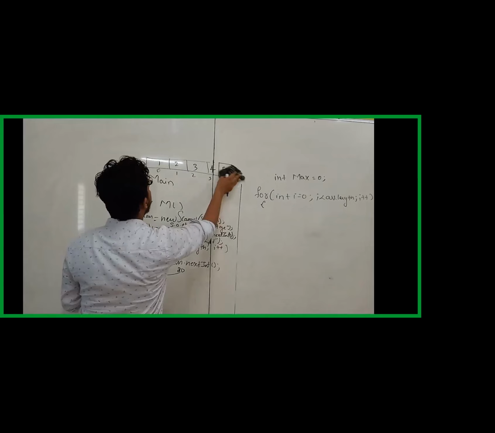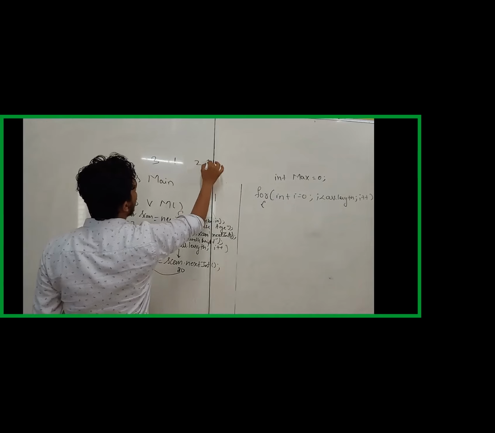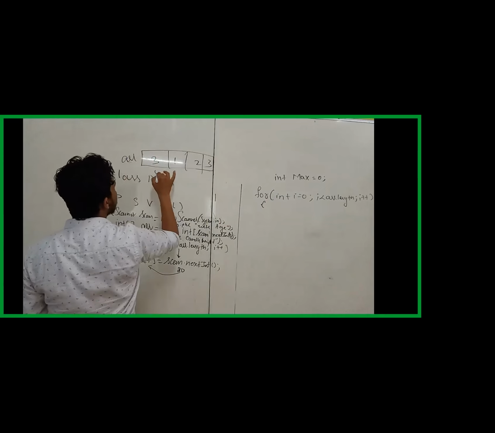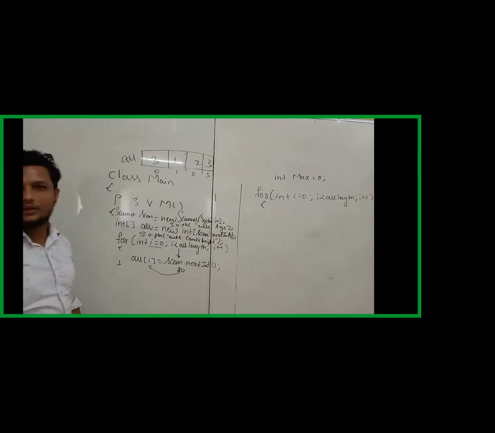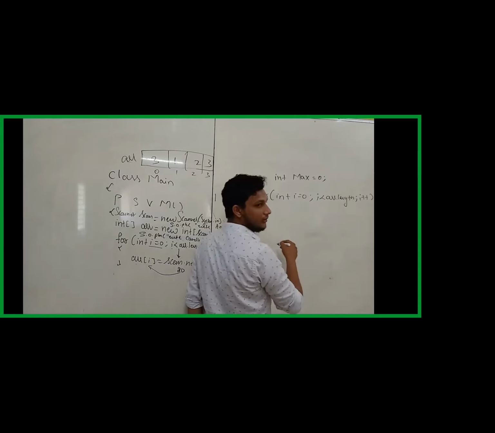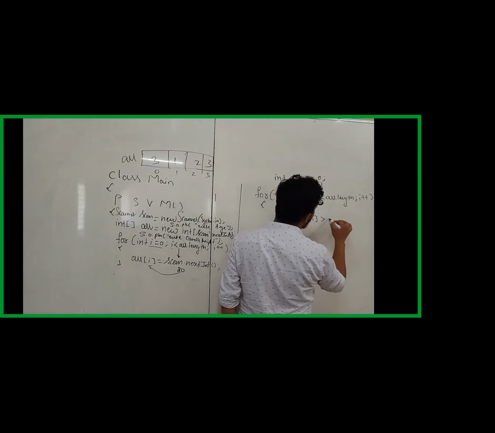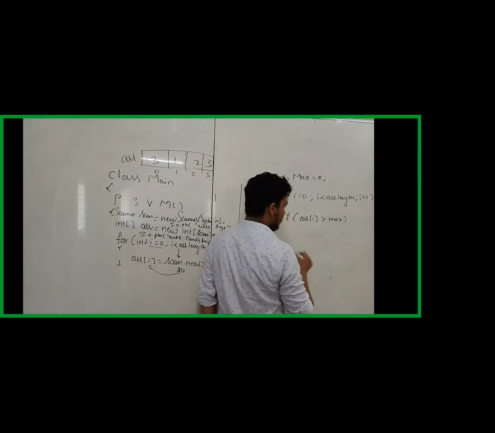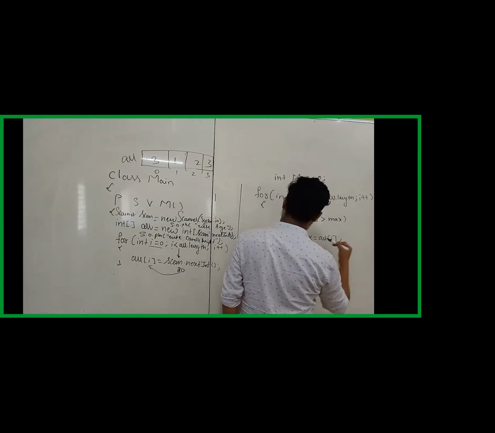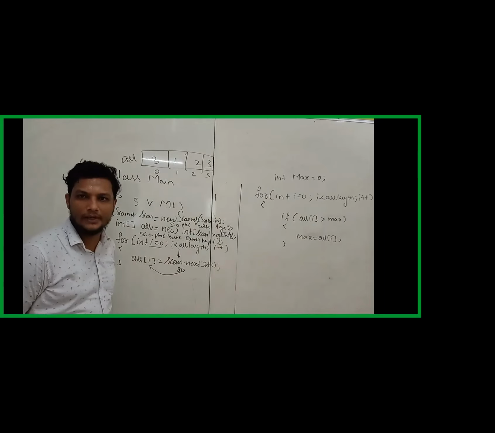Let me take the same input which the user has given, that is 3, 1, 2, and 3, and let this be my array, with indices 0, 1, 2, and 3. Clear? Now I need to find the largest element. First I'll say max is equal to 0. I'll write if arr of i is greater than max, then max is equal to arr of i. With this much I'll be able to find the maximum element.